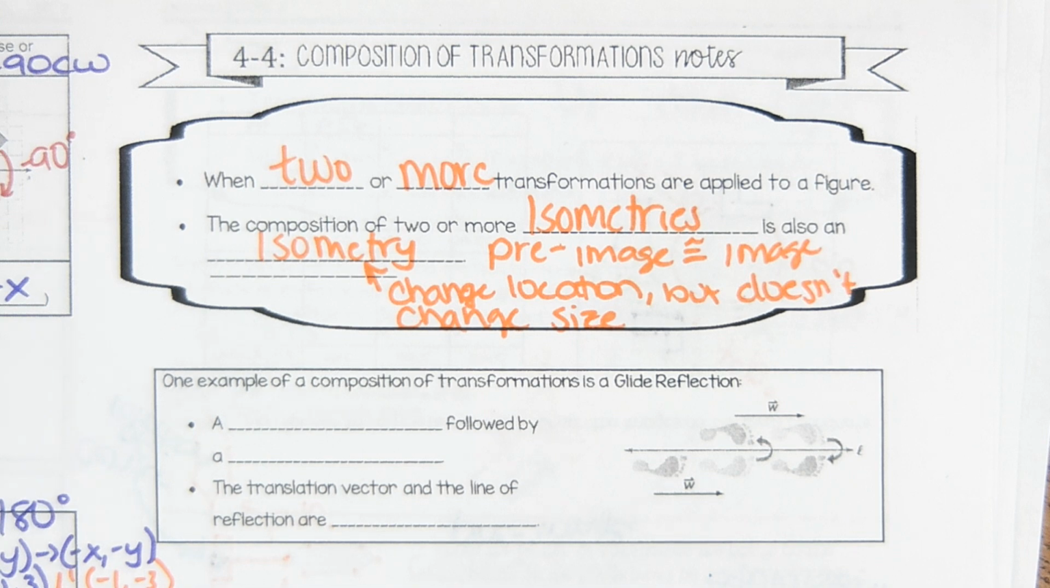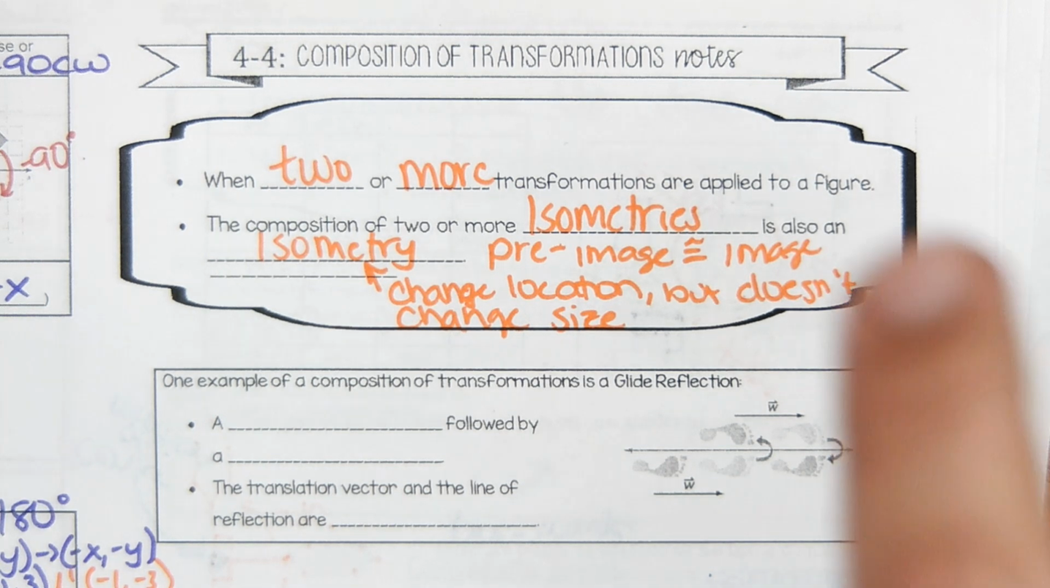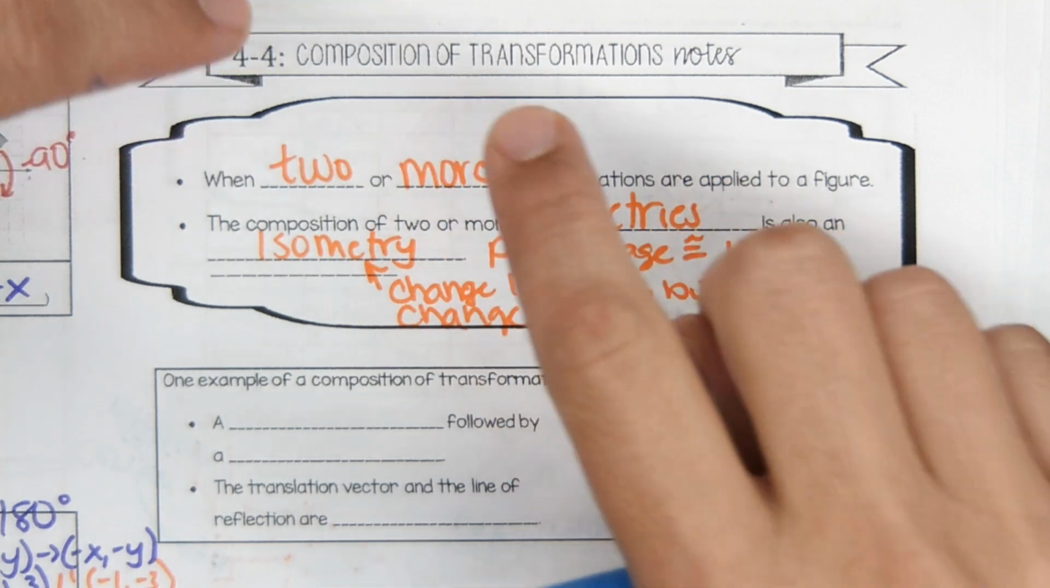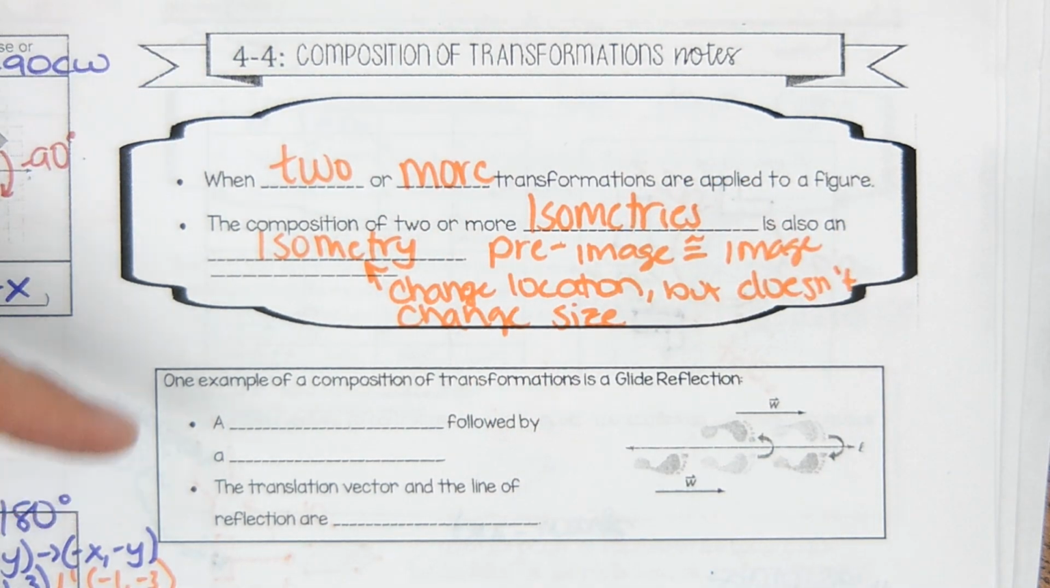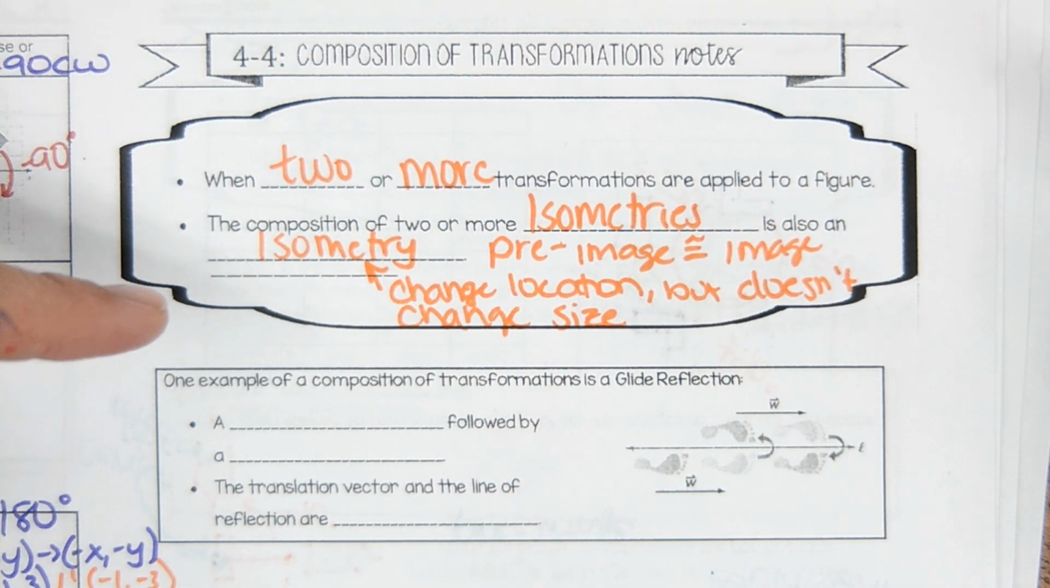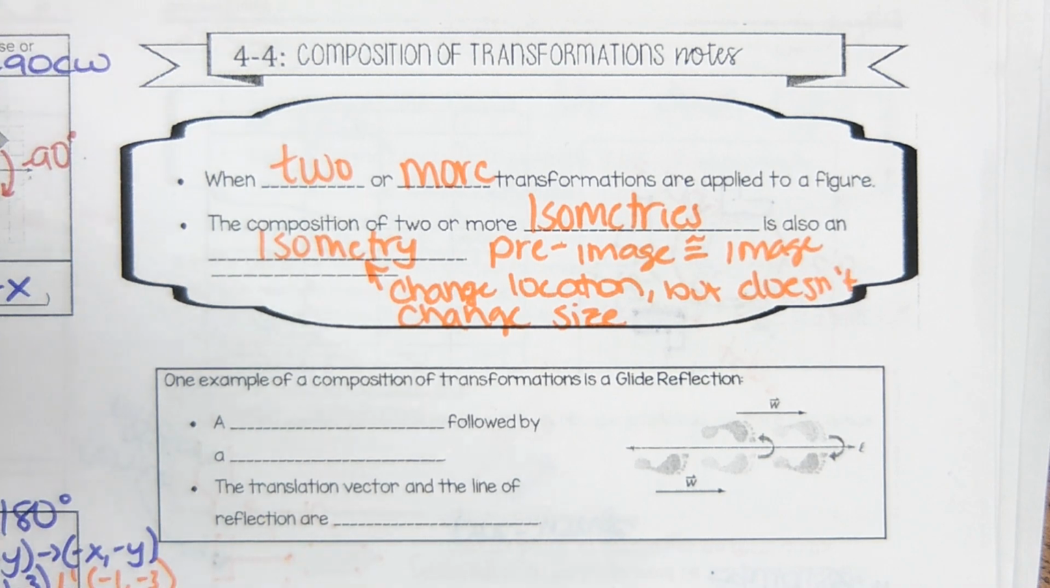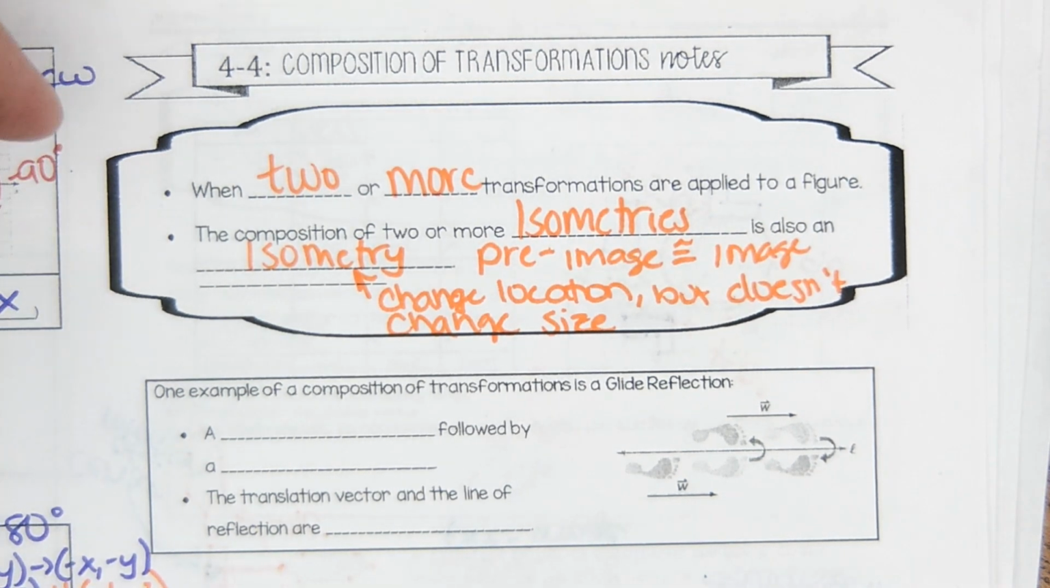Okay, so you probably already have this written down. Composition of transformations is where we put more than one transformation together. For example, we'll take a shape and do a reflection and then a translation, or a translation and then a rotation. So we're going to do 2 transformations for each shape instead of just one.